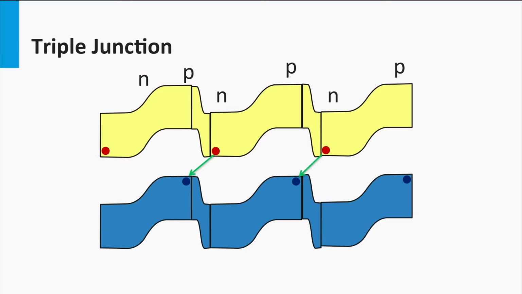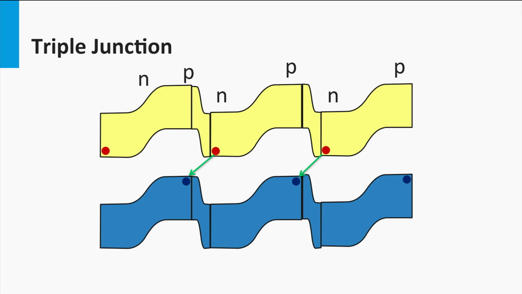Important is that the resistance of the tunnel junction is low, resulting in a low voltage loss over the tunnel junction. Looking at a triple junction, it means that the holes in the P layer of the top cell have to recombine with the electrons of the N layer of the middle cell. The holes in the P layer of the middle cell have to recombine with the electrons of the N layer of the bottom cell. The electrons of the top cell are collected at the front contact and the holes in the P layer at the back contact.